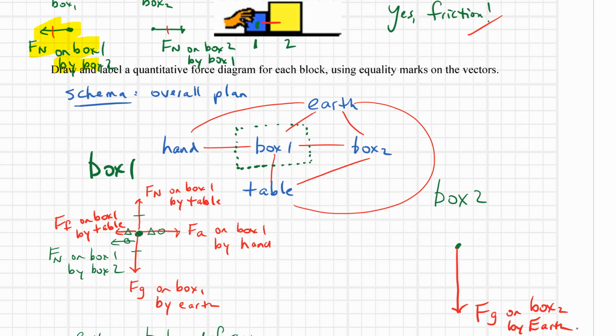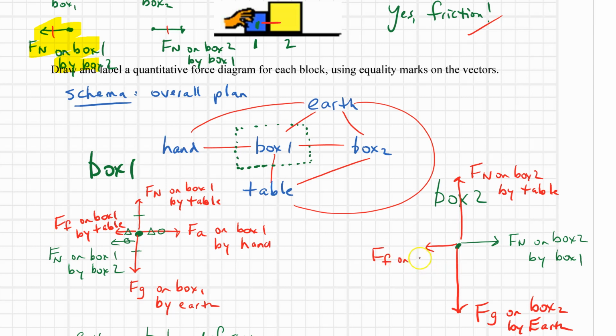And we're also going to have the table pushing back up on it. So we're going to have this normal force on box 2 by the table. We're going to have, this is my special one here, my normal force of box 1 pushing on box 2. So I'll do this one here, normal force on box 2 by box 1. And well, if it's balanced, what is it that's pushing it to the left? Well, that one is going to be our friction again. So we're going to have this friction force on box 2 by the table.